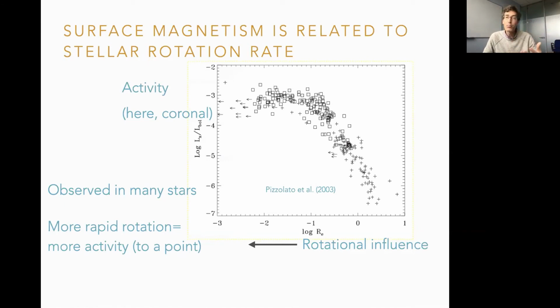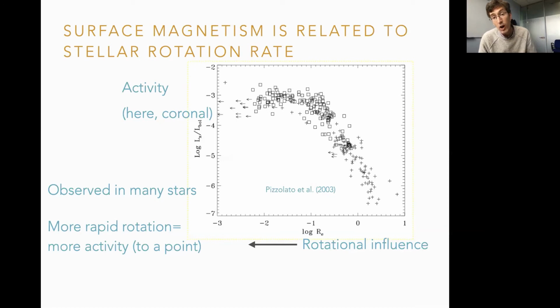Another big clue, maybe one of the most interesting findings to do with stellar rotation and magnetism, is the so-called rotation-activity correlation. We find that these observational tracers of magnetic activity are linked to the rotation of the star.